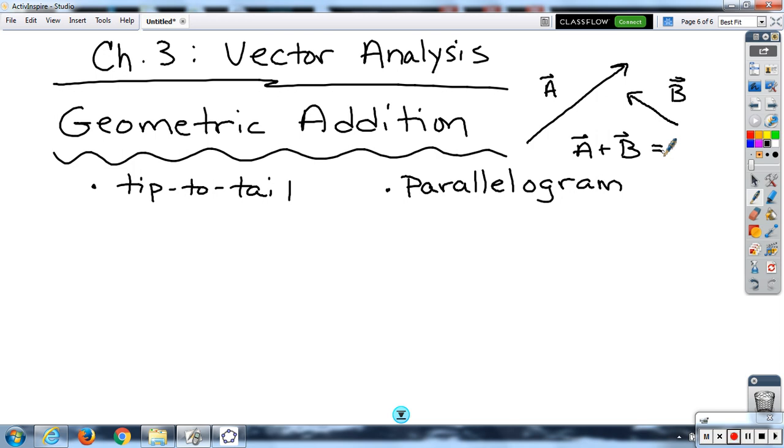So to use the tip to tail method, I'm going to take the first vector in my setup, which was A, and I'm going to connect the tail end of B to the tip of A. So B goes off in this direction, it's a little bit shorter, and so that's B. A plus B is the vector that you get that connects the tail end of A to the tip of B.